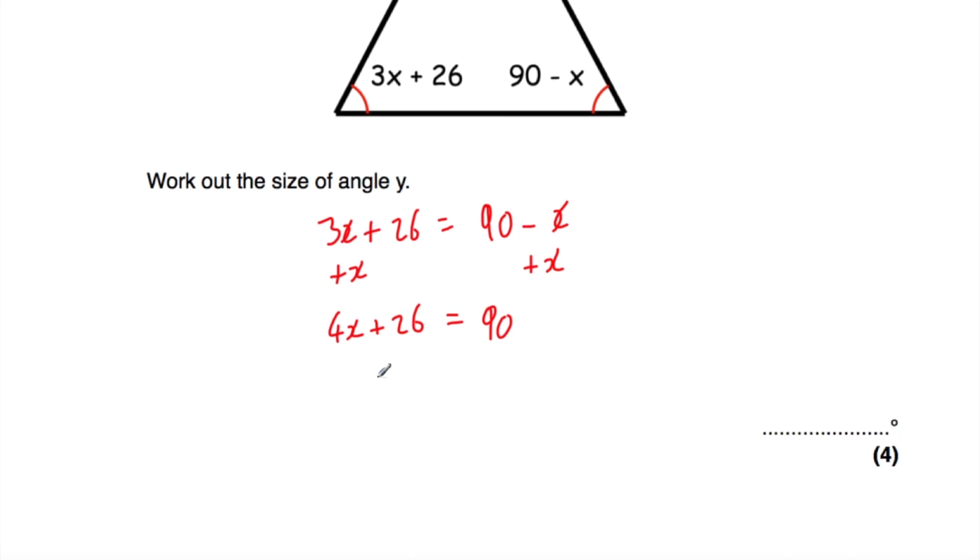Now we can just solve this equation. We can take away 26 and take away 26. On the left-hand side, we had 4x plus 26. We're taking away 26, that'll just leave us with 4x. And on the right-hand side, we had 90 minus 26, which is equal to 64. So that means that 4x equals 64. Now we're going to divide by 4 and divide by 4, and then we'll find out what x is. So if we half this and half it again, half of it is 32 and half again is 16. So x is equal to 16 degrees.